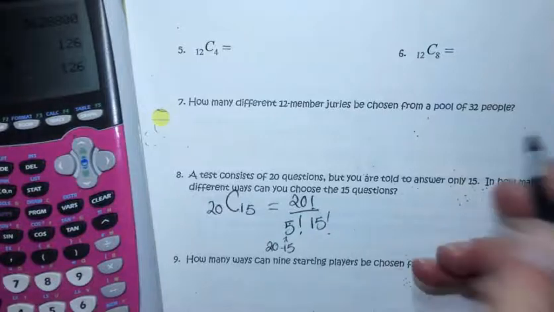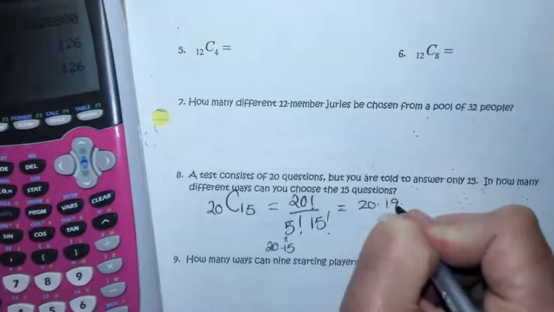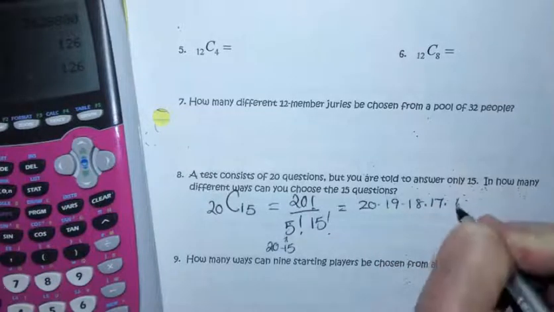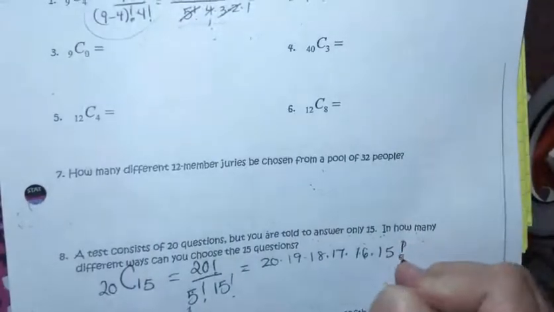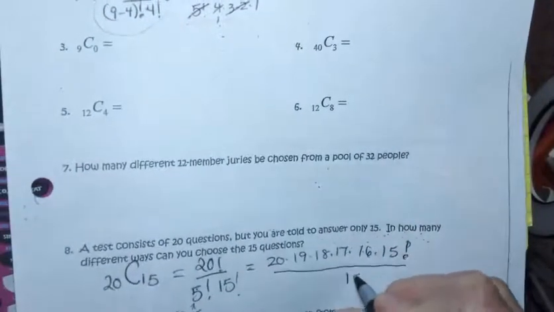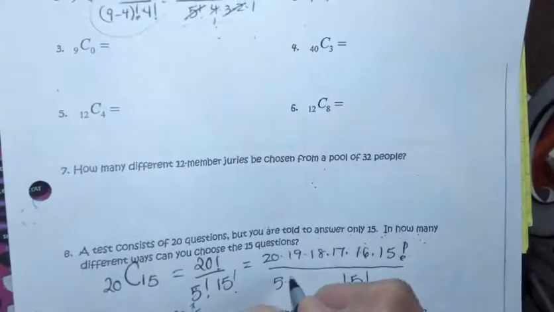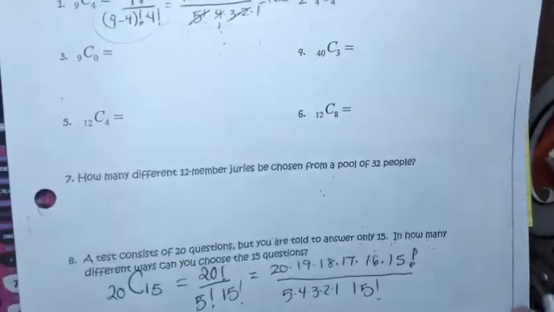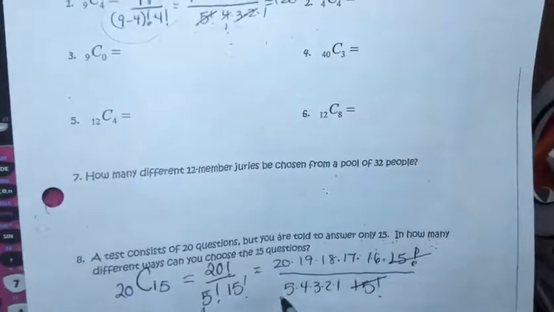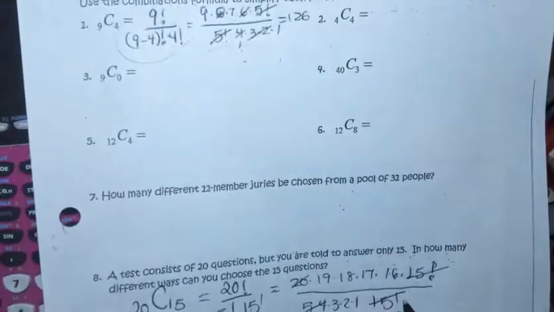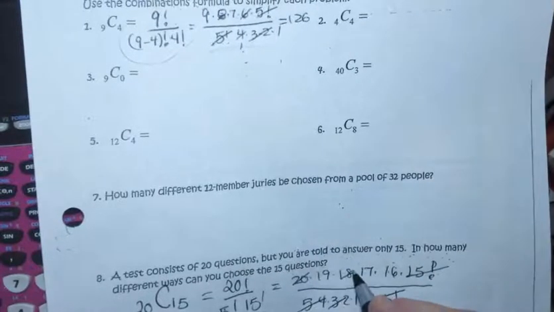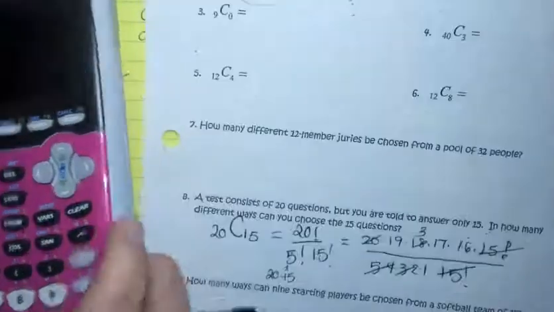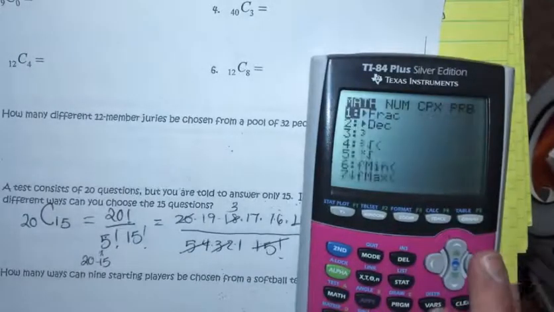Now I see that 15 factorial, so when I'm writing this out, 20, 19, 18, 17, 16, 15 factorial would be 15, 14, 13. But I'm going to divide that by my 15 factorial and my 5, 4, 3, 2, 1. Those cancel. 5 times 4 is 20. 2 times 3 is 6. 6 goes into 18 3 times.